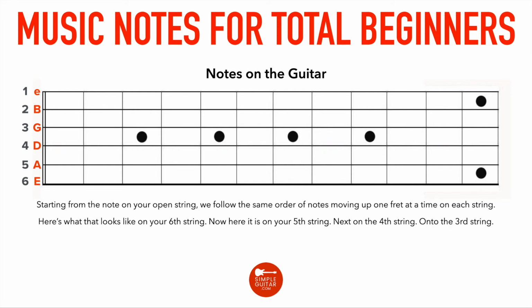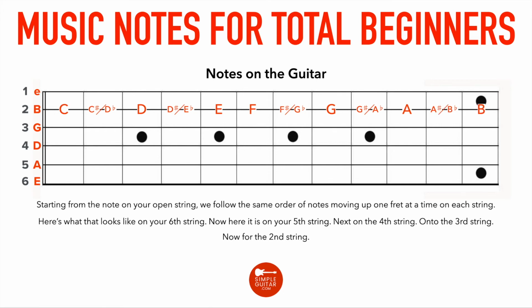Okay, let's look at the 3rd string. Now we're going to start on G and go through the same order. So our first fret is going to be G sharp, and then A, A sharp, B, C, C sharp, D, D sharp, E, F, F sharp, and then G again on your 12th fret. Now for your second string, we're going to do B for your open string, and then C, C sharp, D, D sharp, E, F, F sharp, G, G sharp, A, A sharp, and B on your 12th fret.